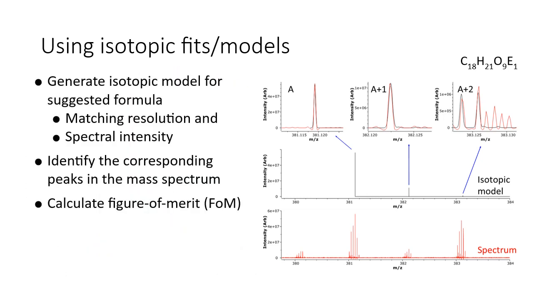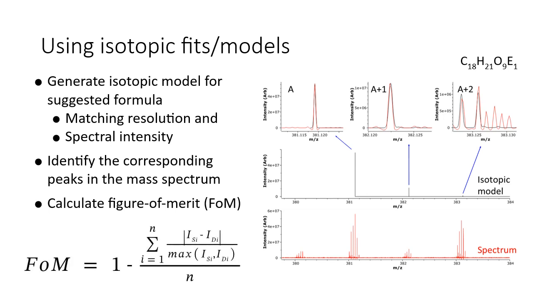There are many ways such a calculation could be done, but the way I do it is to generate the isotopic distribution at the appropriate resolution for each potential formula, scaled to match the spectral intensity. The next step is to take each isotopic distribution in turn and find the peaks in the mass spectrum that match those in the isotopic distribution. And it's from these pairs of peaks that I can calculate a figure of merit that tells me how closely the two distributions match. Now this formula probably looks a bit daunting, so I'll step through it.